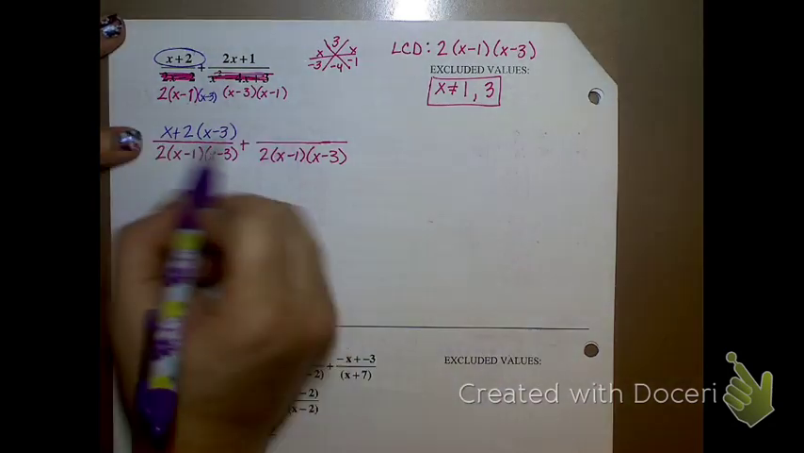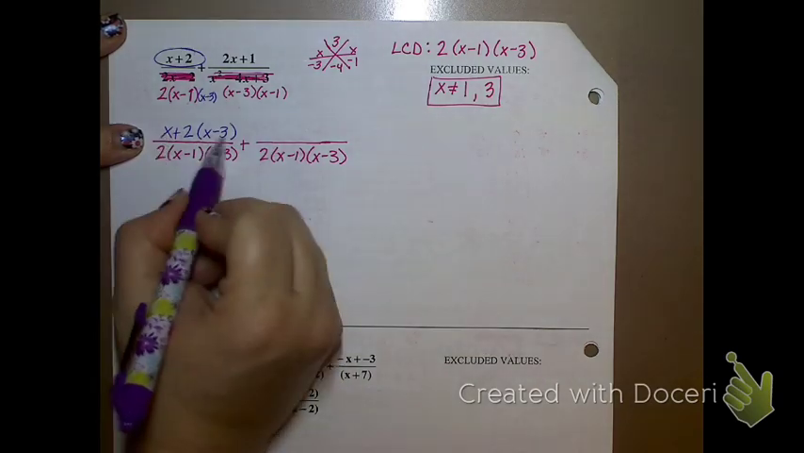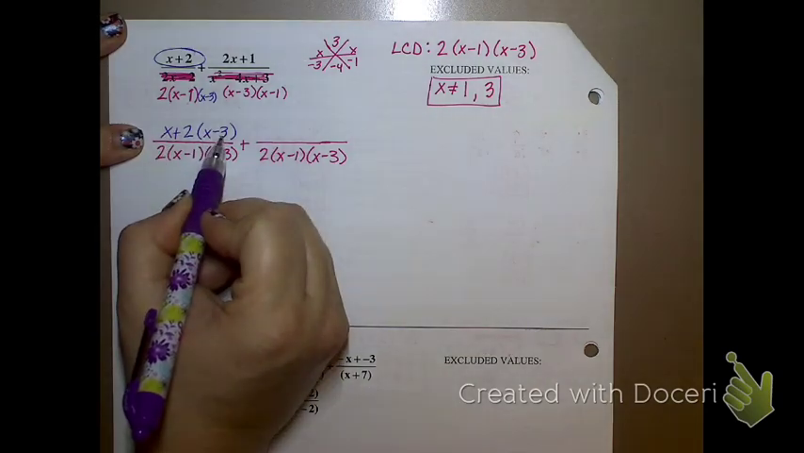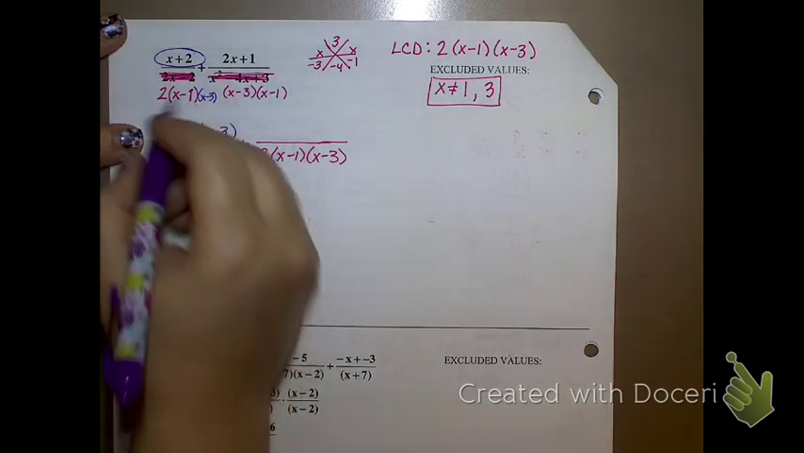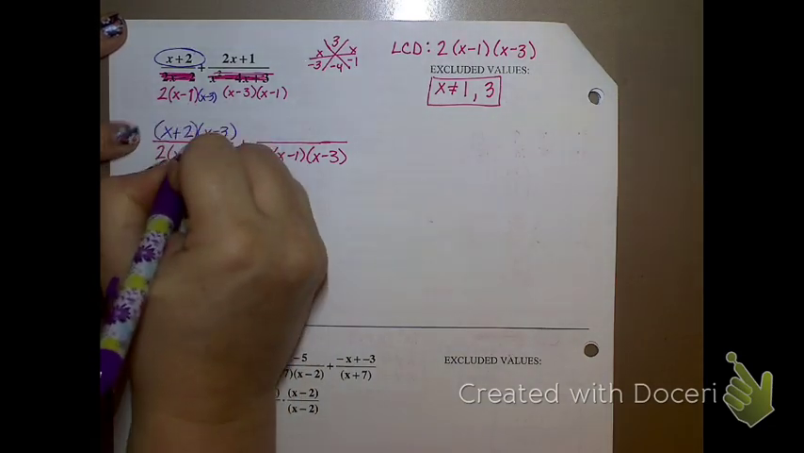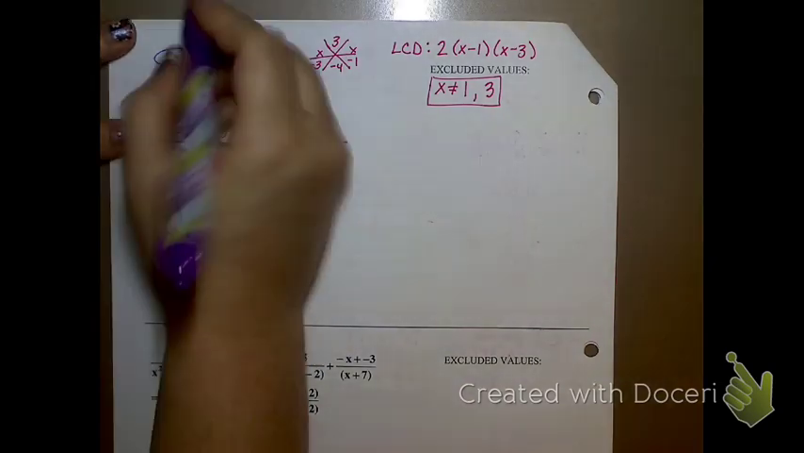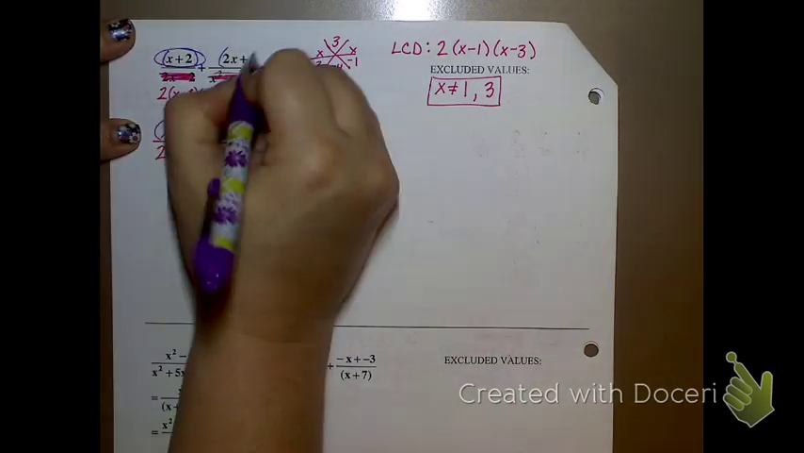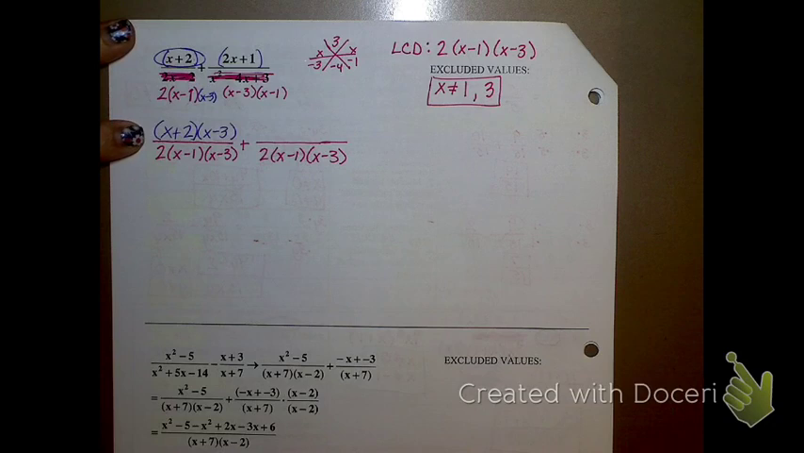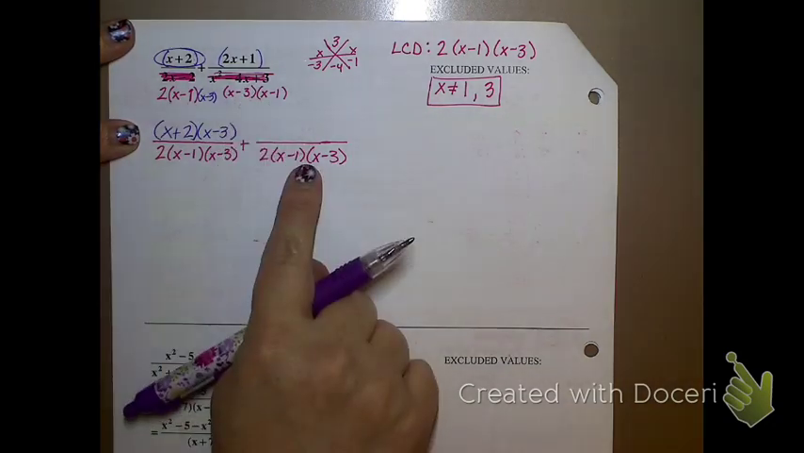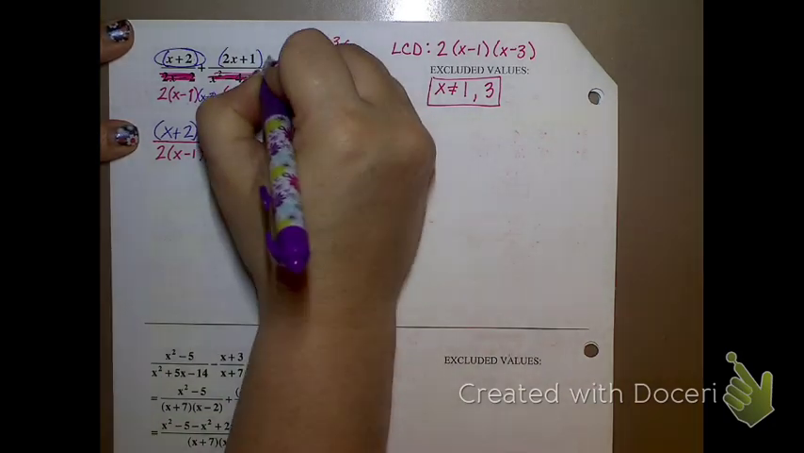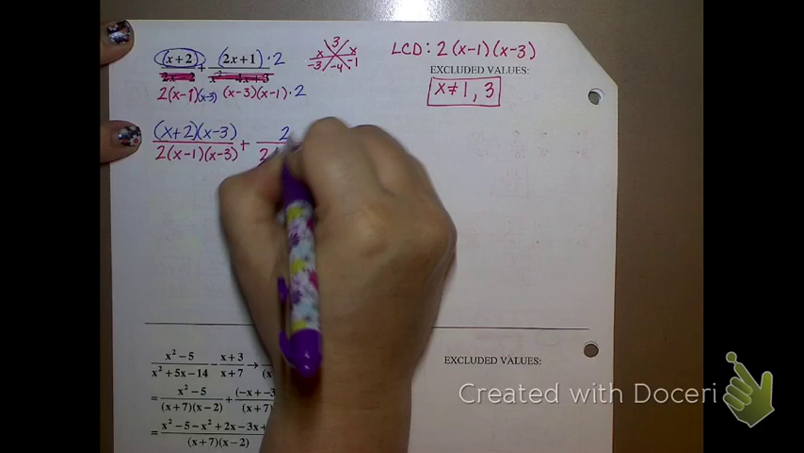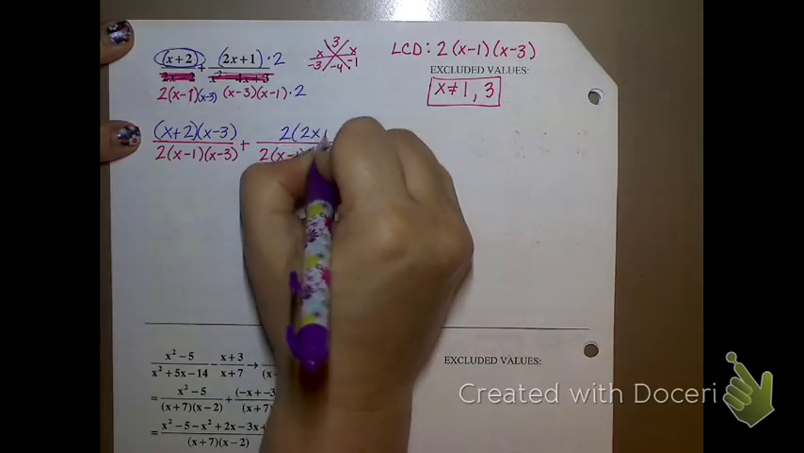If I write it like this, is the x being multiplied by the x minus 3 at all? No, only the 2 is being distributed, right? So I actually have to put this in parentheses. So when I have a numerator that's more than one term, I have to treat it as though it's in parentheses. Okay? What is this denominator missing that it needs down here? 2. I'm going to multiply by 2. Multiply by 2, that gives me 2 parentheses 2x plus 1.